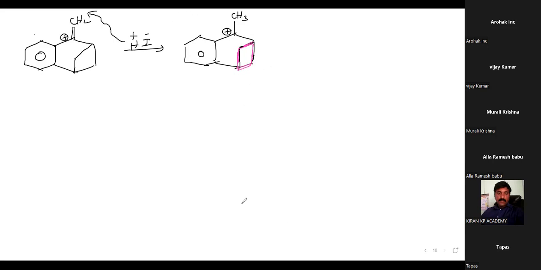Now let us make the ring expansion. How does it happen? Shift this. Completely shift this bond. This one, and you are shifting in this case. So I can say make this one, and here it will be CH3, and here it will be H. On this, you might expect, sir, it is a 2-degree carbocation. Is there a possibility of shifting over here?